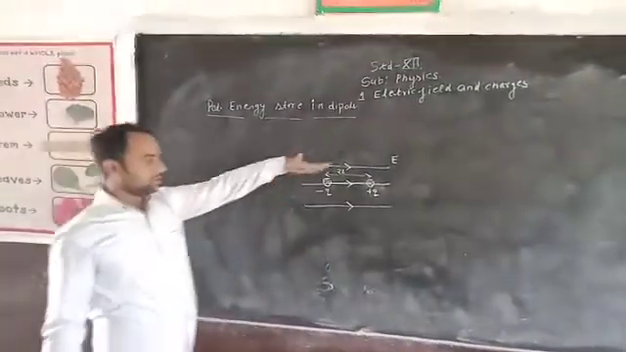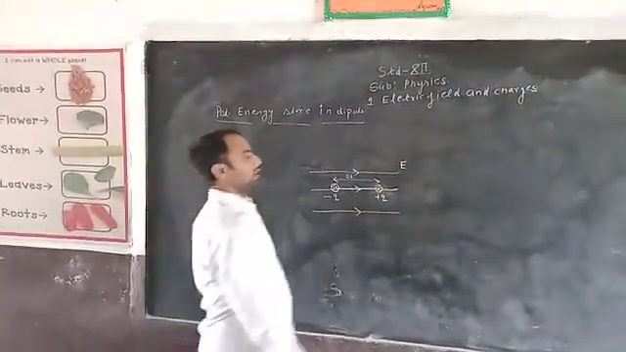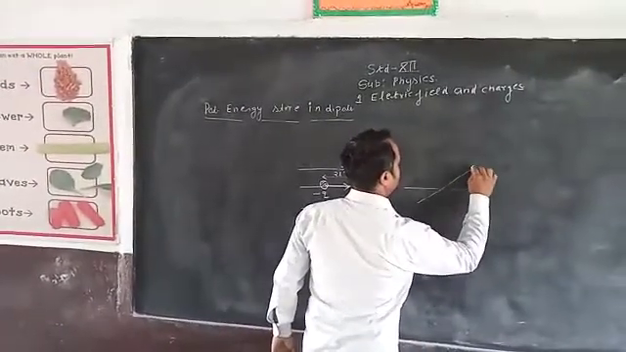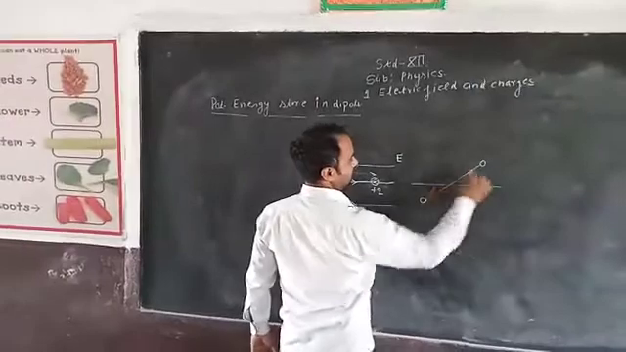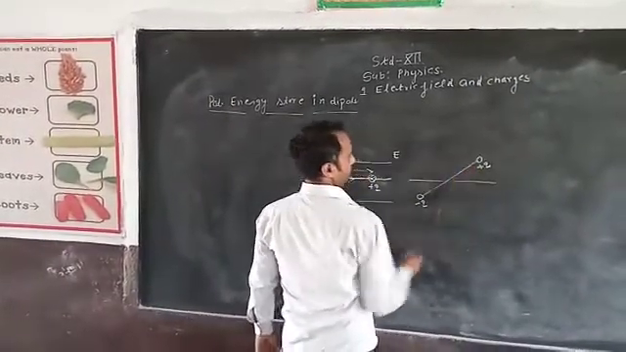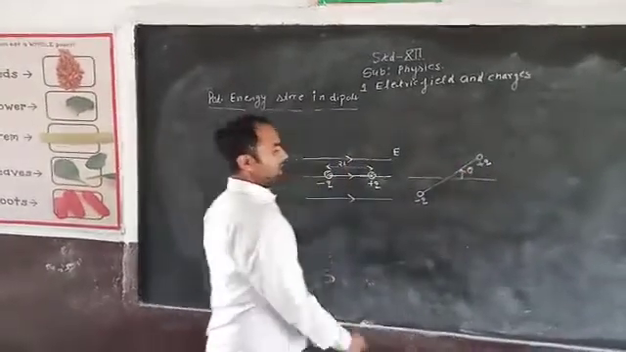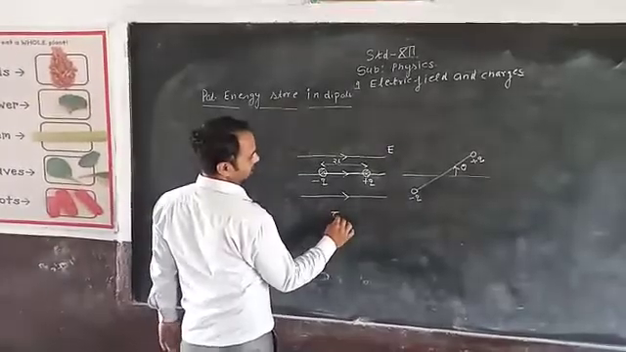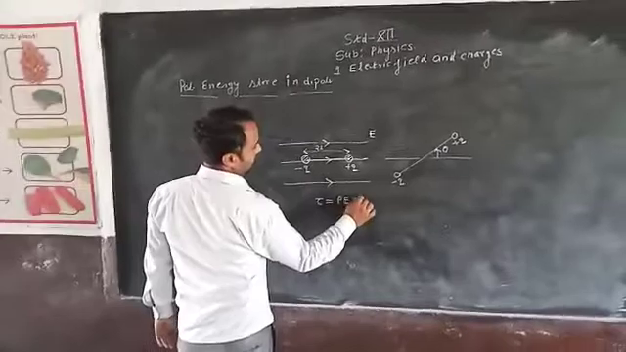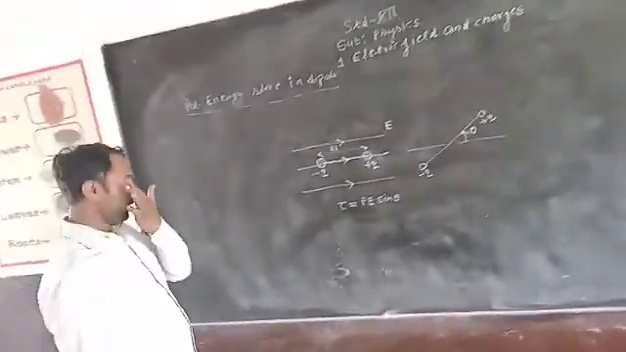Here we see that if this dipole is rotated at an angle of theta, then the energy will be stored in this dipole. It means if the dipole is rotated, this is minus Q and this is plus Q. If that dipole is rotated at an angle of theta, the torque acting on the dipole, in the previous lecture we discussed, the torque acting is PE sin theta. This is the torque acting on the dipole.